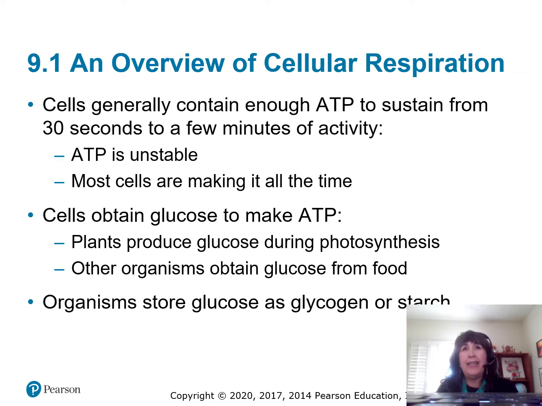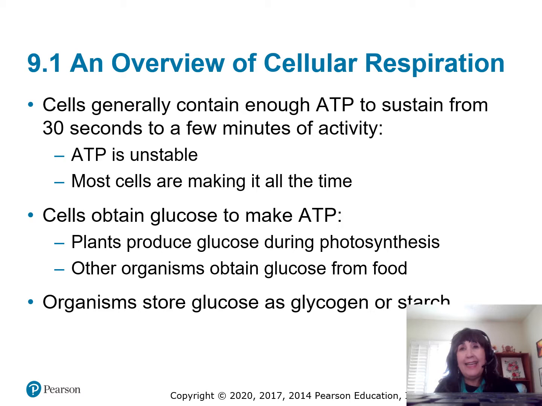Cells generally contain enough ATP to sustain from 30 seconds to a few minutes of activity. Like I mentioned before, ATP is a very unstable molecule, so we make it as we need it. And for those of you who exercise a lot, you know the term hit the wall. That is when you run out of energy, it's because you've consumed all of the ATP, but if you stop and rest a little bit, you get like a second wind. Well, what happens in that second wind is your body has made more ATP.